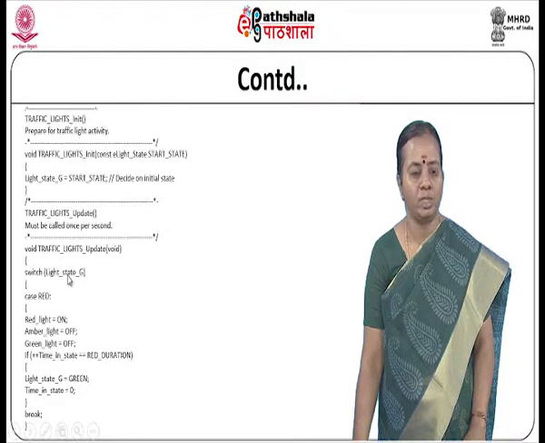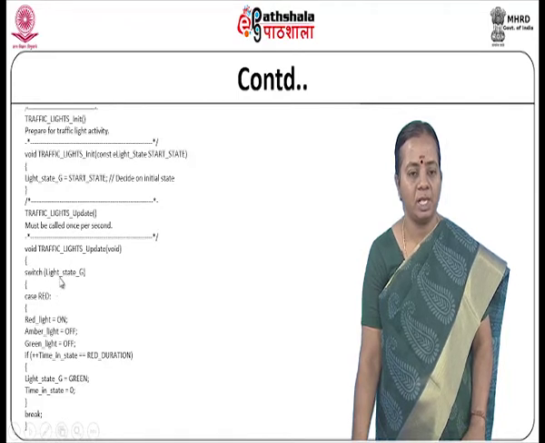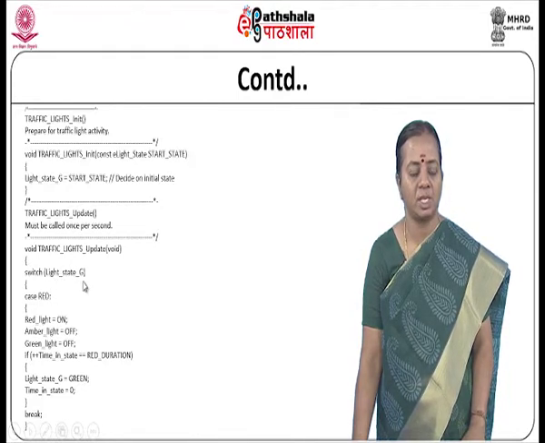Maybe I have given red, then it will come to case red. If it has been given as green, then it will go to green. If it has been given as amber, it will go to that particular amber. So, now we will assume that the starting state is red. We have given the light state G is assigned with red.